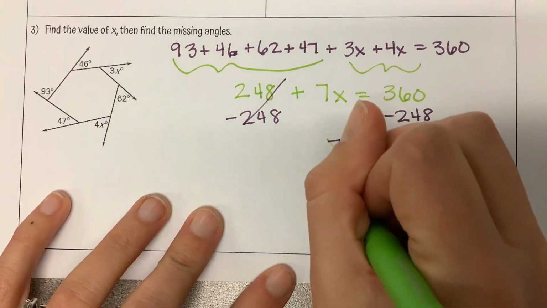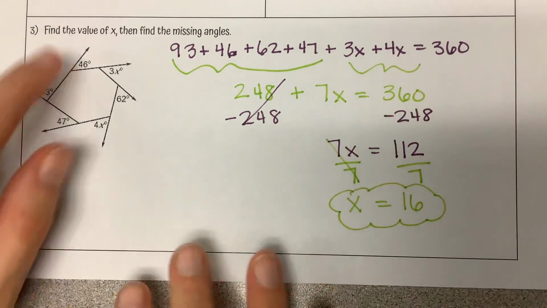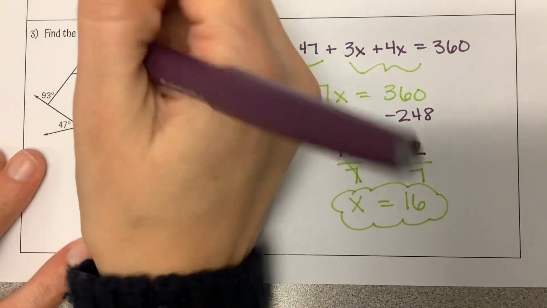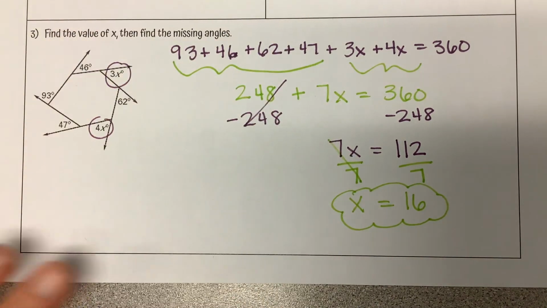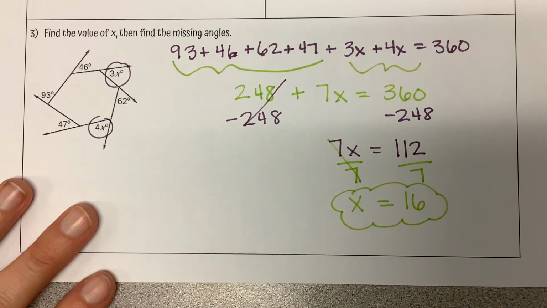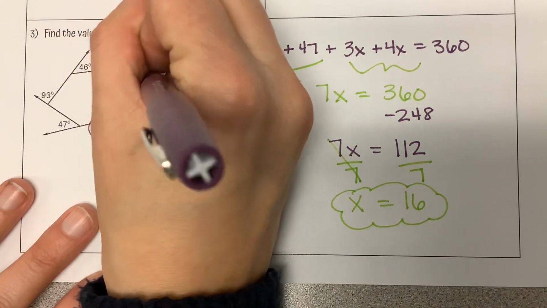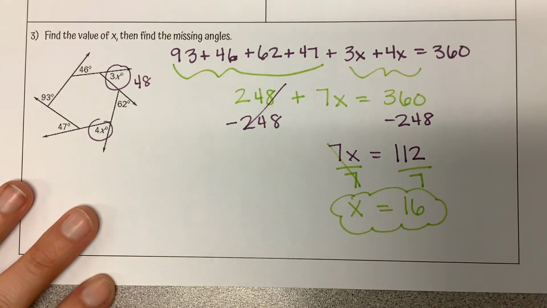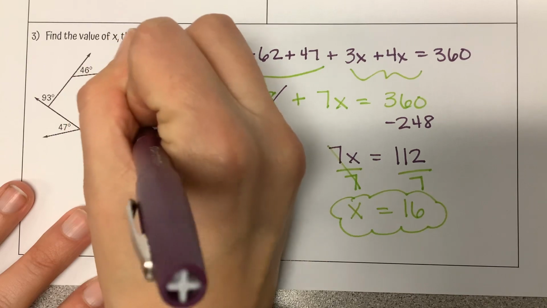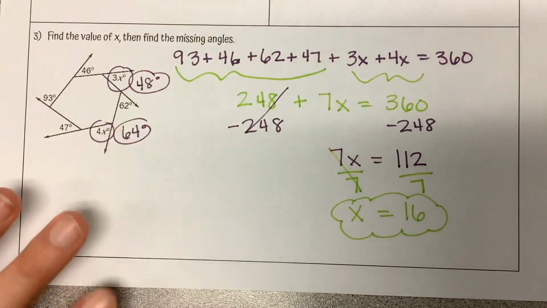So that's part 1. It says find the value of x, then find the missing angle. So I have to go back in and plug x in to each of these. So we're doing 3 times x, or 3 times 16, which is 48. And then we're doing 4 times x, which is 4 times 16, which is 64 degrees.